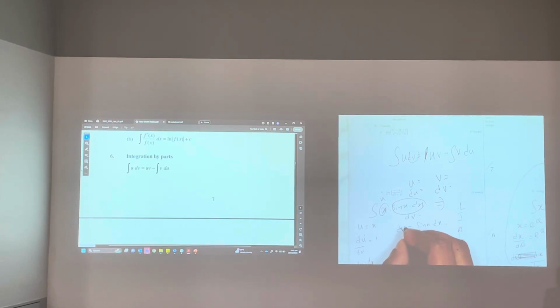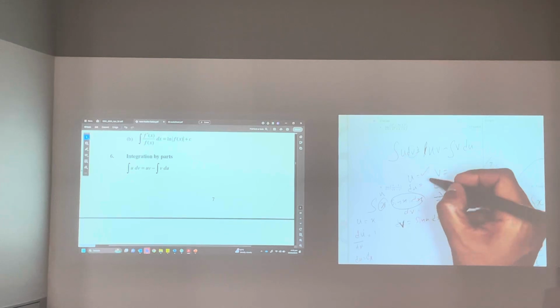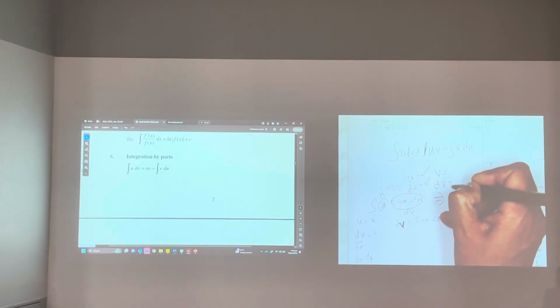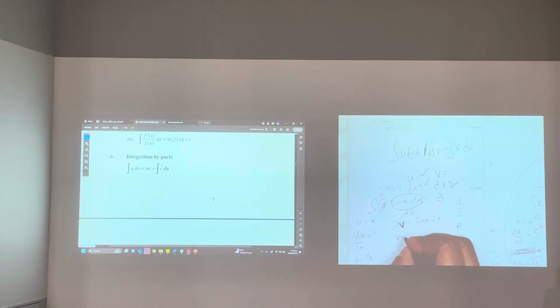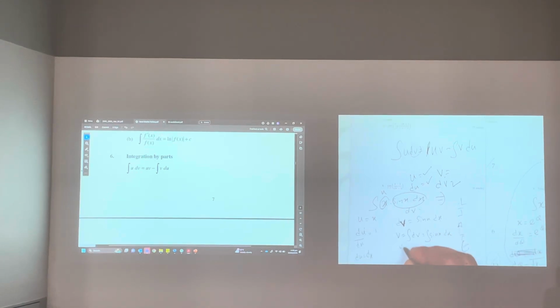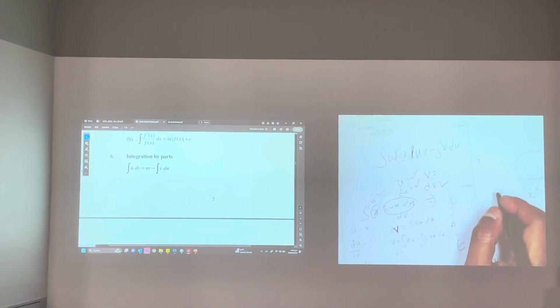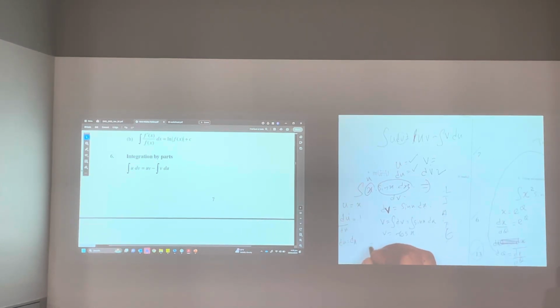Sorry, not du, dv. dv is sin x dx. So what else do we need? We have u, we have du, we have dv. We need to find v. How to find v? v is the integral of dv, so that means integrate sin x dx. When you integrate sin x, what's the answer? Minus cosine x. Good.